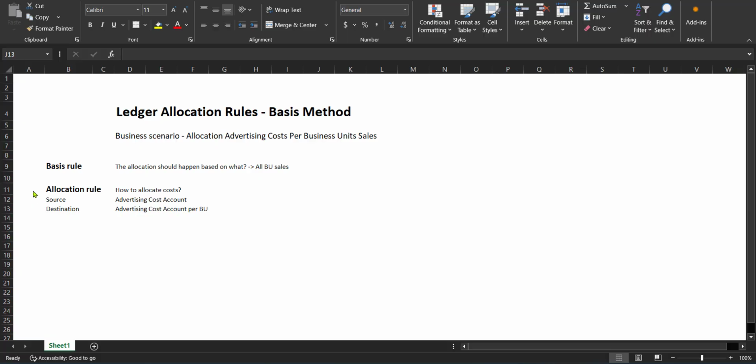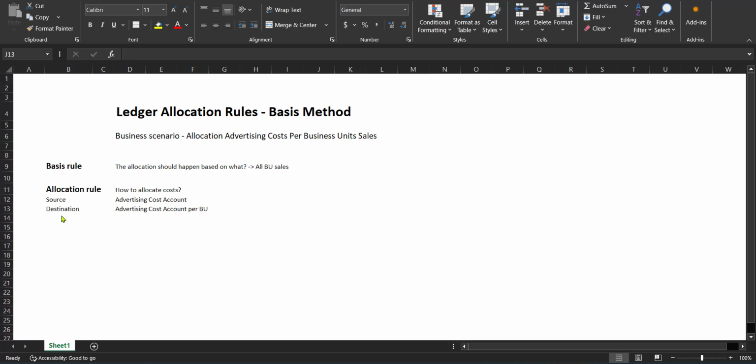Now moving on to the second concept in Dynamics, called the allocation rule. This defines how you want to allocate the costs. Pay attention here, because we're moving to the cost side. The basis rule is more on the sales side. Now on the allocation, we want to allocate cost. Again, you have two concepts. Number one is the source: what is the total balance of that specific account from the source transaction that you want to allocate? In our case, that's going to be the total advertising cost account, the account that captures all transactions for advertising cost, regardless of branches or business units.